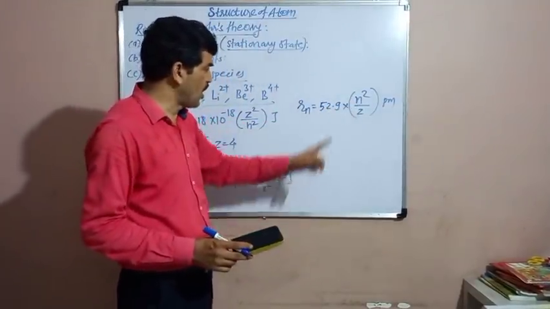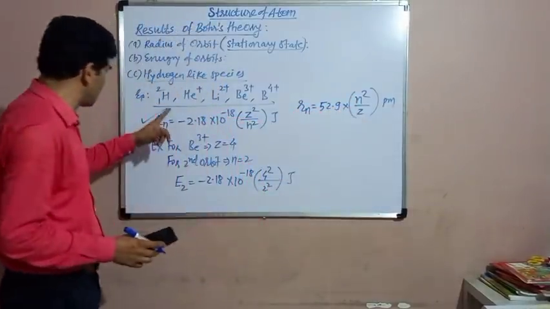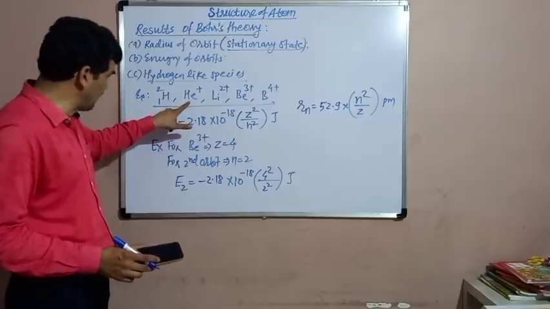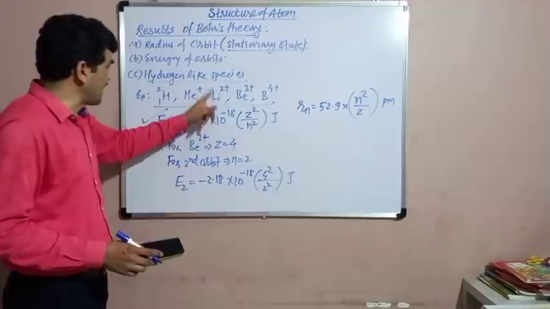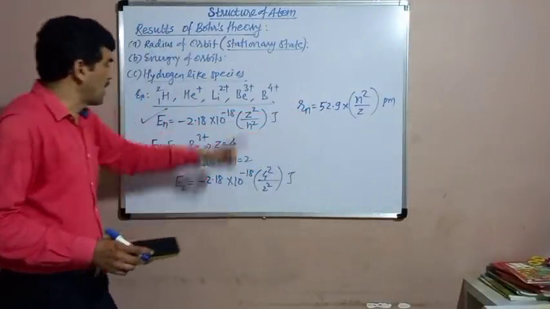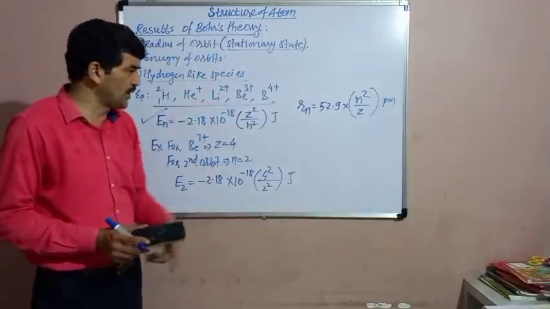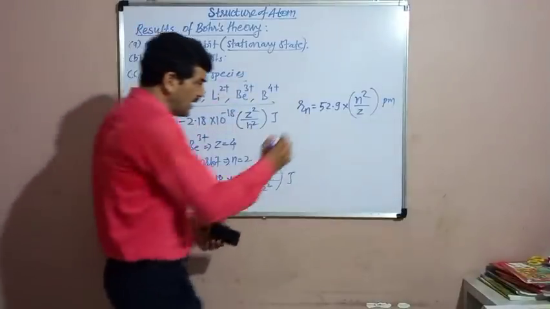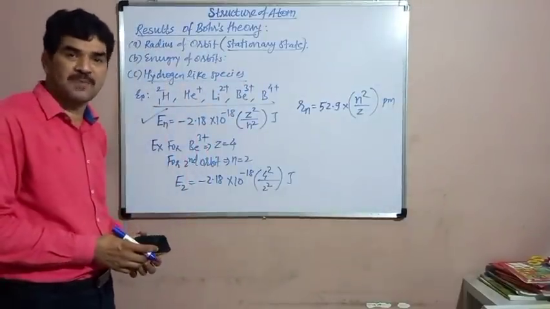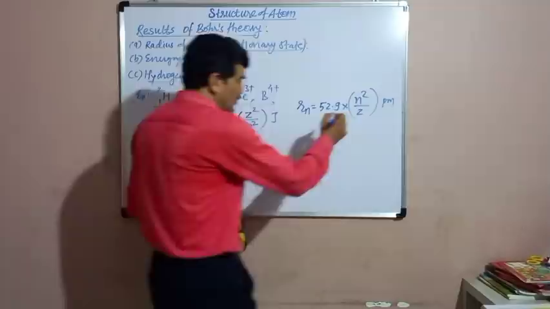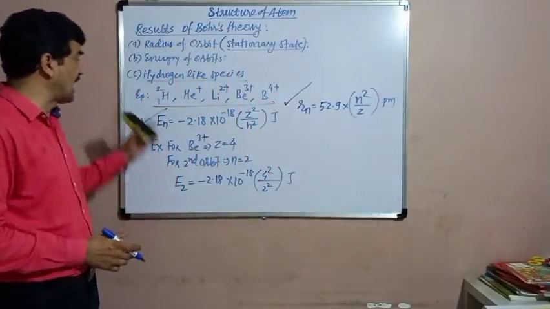For the first orbit, the value of N is 1 and Z is the atomic number. For example, the atomic number Z of He+ is 2. For Li2+, Z is 3. For Be3+, Z is equal to 4. For B4+, Z is equal to 5. Z is nothing but the atomic number, or the number of protons present in the nucleus. So by using this formula, we can calculate the radius of any orbit in the hydrogen-like species.